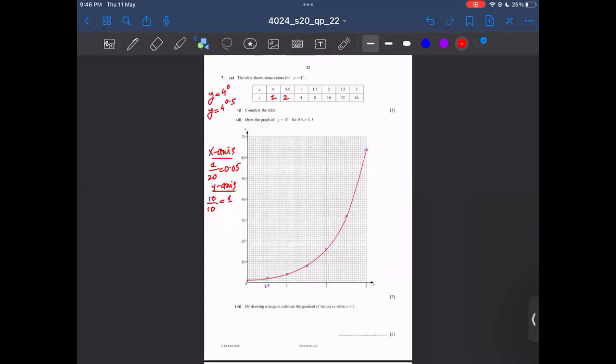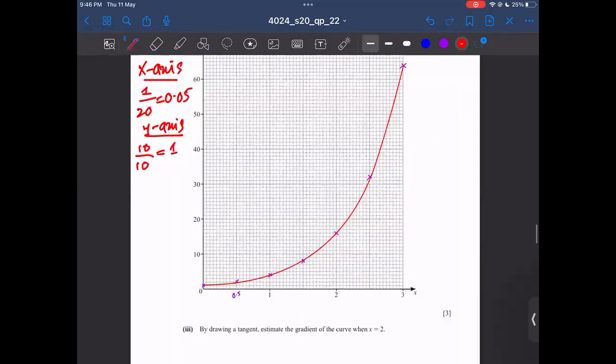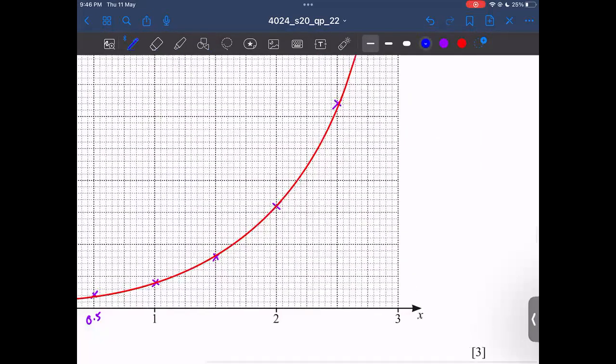Now it says, by drawing a tangent, estimate the gradient of the curve when x is equal to 2. When is x equal to 2? x is equal to 2 over here. Right? So this is a clear point. We are going to make the tangent here. You're going to make the tangent with the help of a ruler.